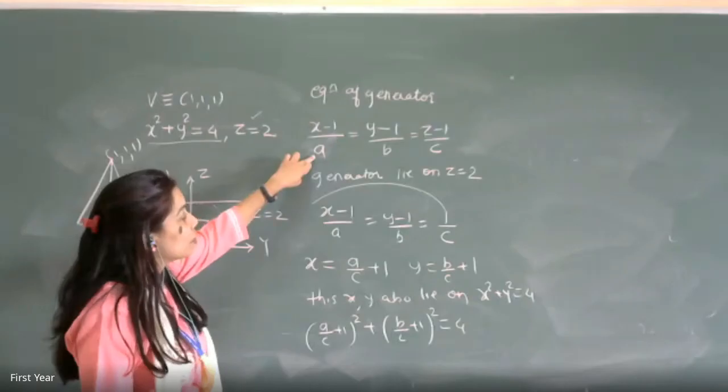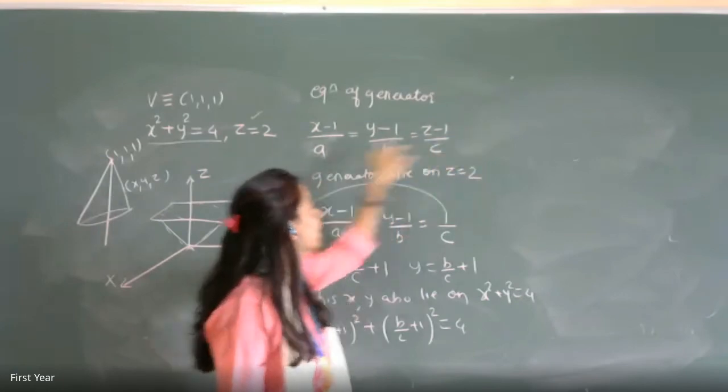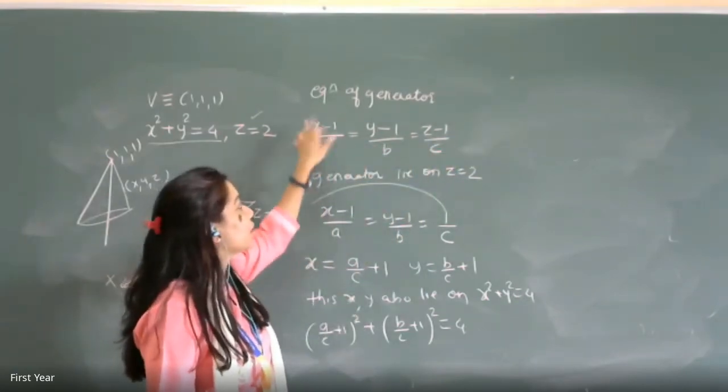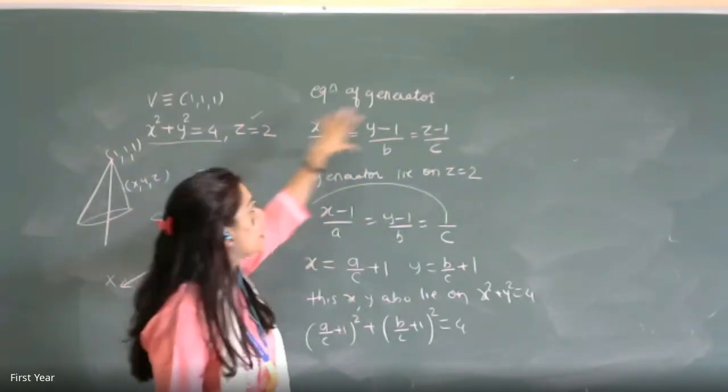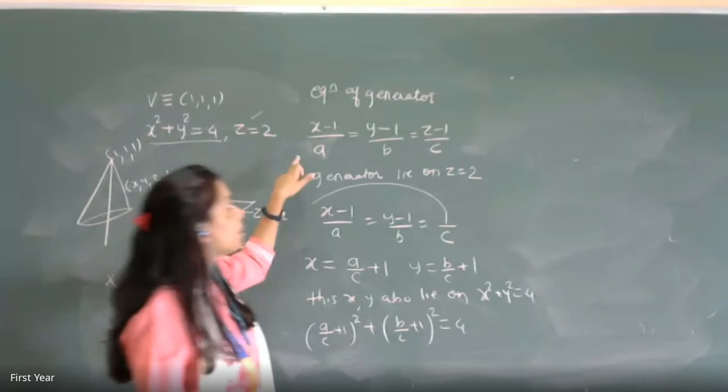Ma'am, a is equal to x minus 1, b is equal to y minus 1, and c is equal to z minus 1. If it is equal to some k, then you write a is equal to (x minus 1) by k and so on. You compare it with this only. What you want is a by c, so I take this a on top, z minus 1 down.